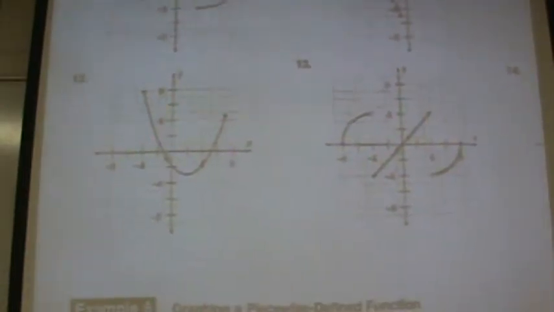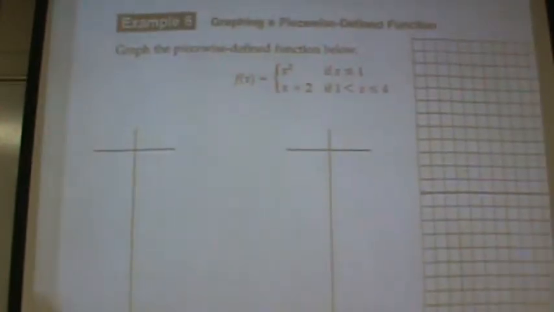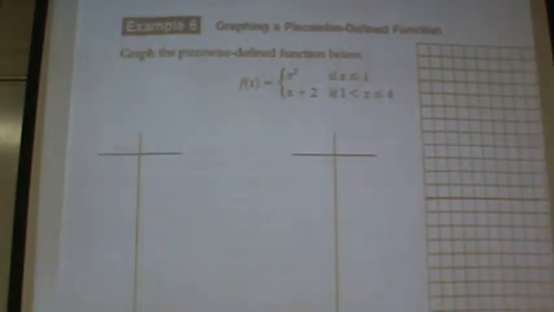So the other part of your homework is these 6 graphs. You're going to draw vertical lines through them and analyze them and tell me whether they're functions or not, yes or no. The next thing you're going to do, example 6, we're going to graph a piecewise function.